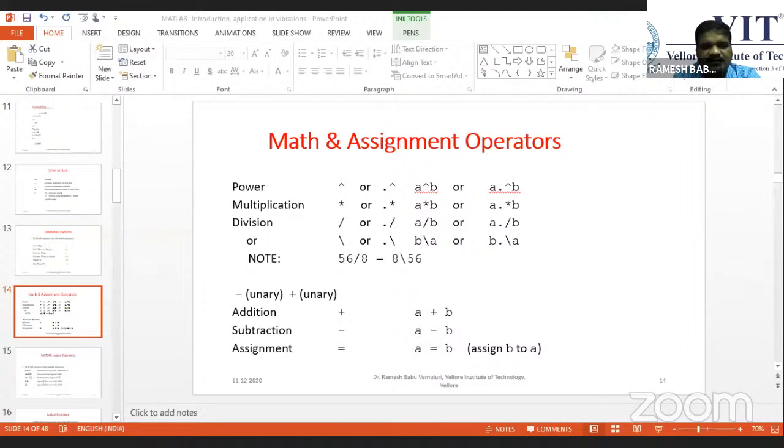A is equal to 1, 2, 3. B is A, we kept like A. So this is the B. Let us say C is equal to A star B. So you can see that it's a normal multiplication. Then C is equal to A dot star B.